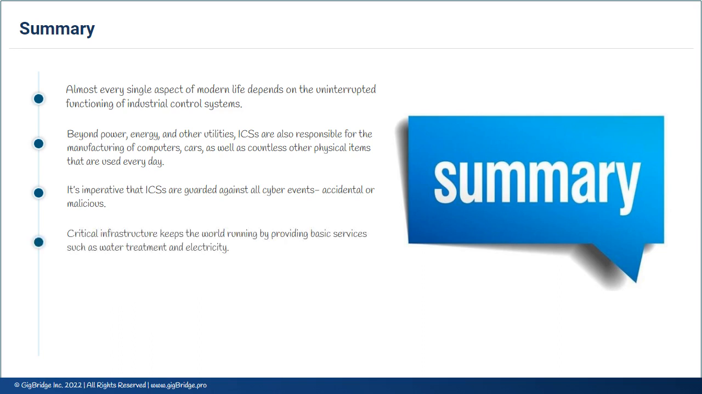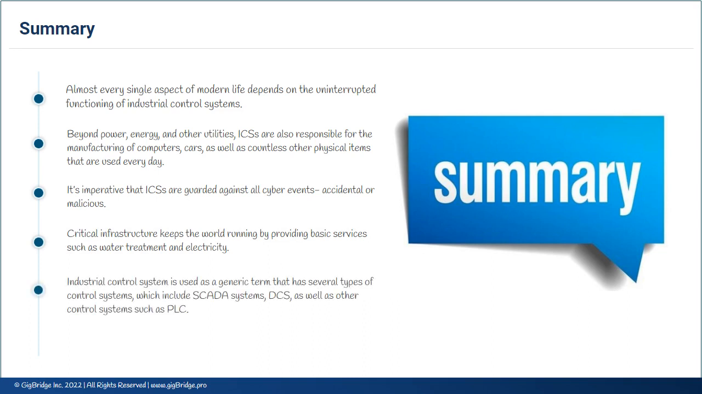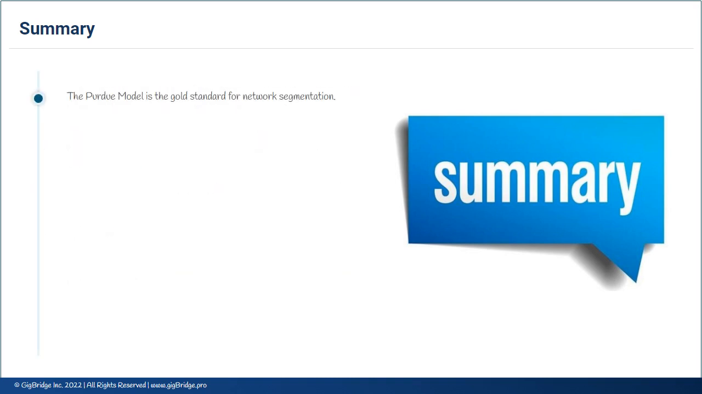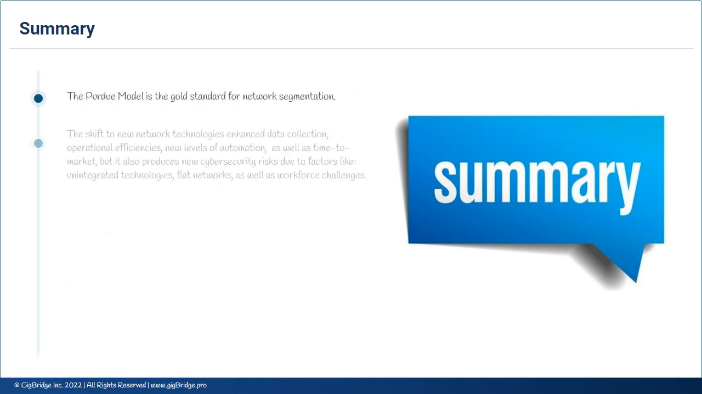Critical infrastructure keeps the world running by providing basic services such as water treatment and electricity. Industrial control system is used as a generic term that has several types of control systems, which include SCADA systems, DCS, as well as other control systems such as PLC. The Purdue model is the gold standard for network segmentation. And the shift to new network technologies enhances data collection, operational efficiencies, new levels of automation, as well as time to market, but it also produces new cybersecurity risks due to factors like unintegrated technologies, flat networks, as well as workforce challenges.